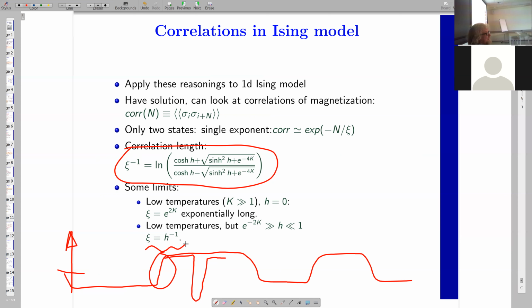It won't depend on temperature. Good, that's what we understood about correlations in Eigenvalue.